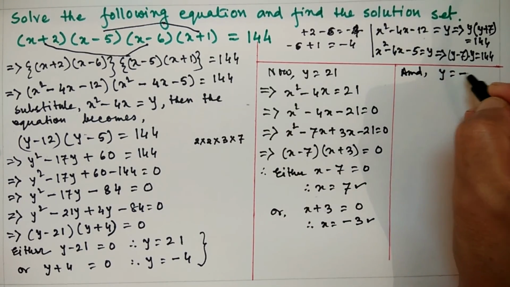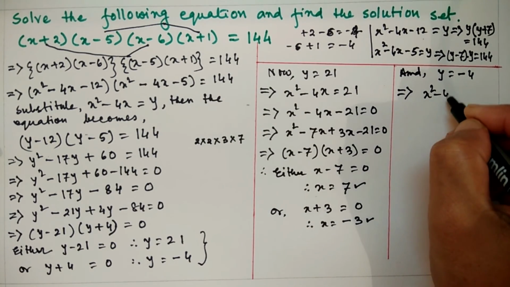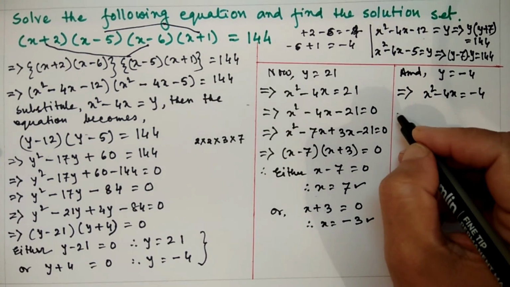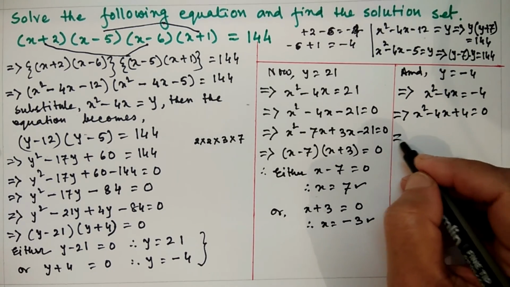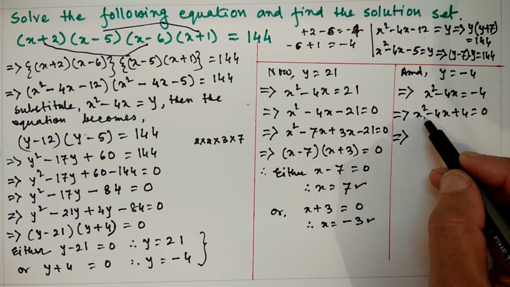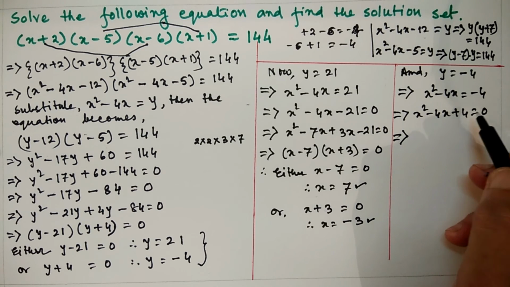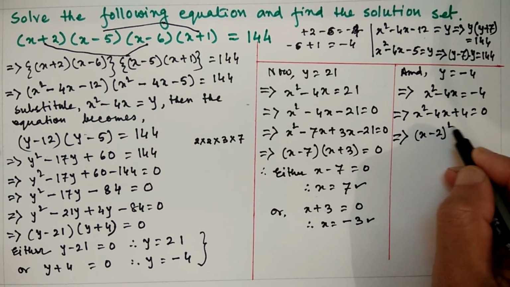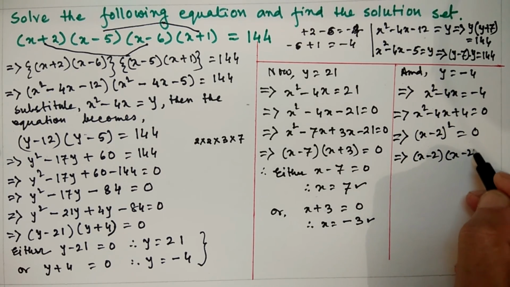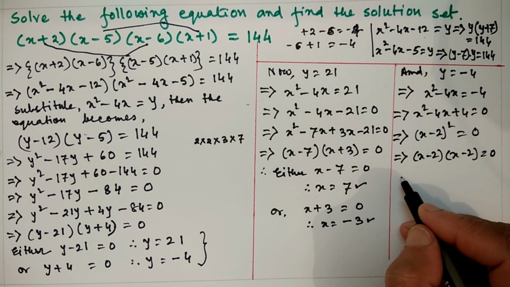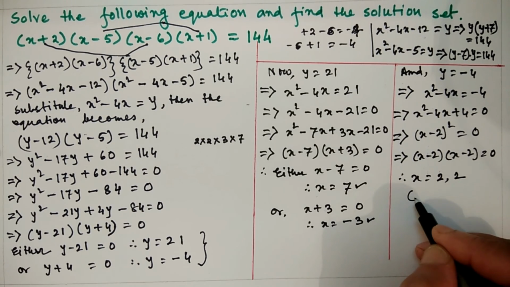y is equal to minus 4 implies x square minus 4x is equal to minus 4. That implies x square minus 4x plus 4 is equal to 0. Now here you see this is a minus b whole square. A square minus 2 into a into b plus b square, so x square minus 2 into 2x plus 2 square. So we can write x minus 2 whole square is equal to 0. That implies x minus 2 is equal to 0, therefore x is equal to 2, means a repeated root.